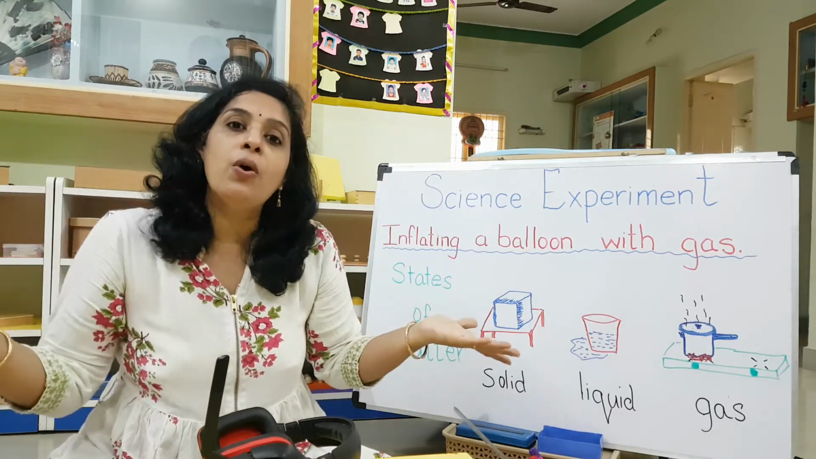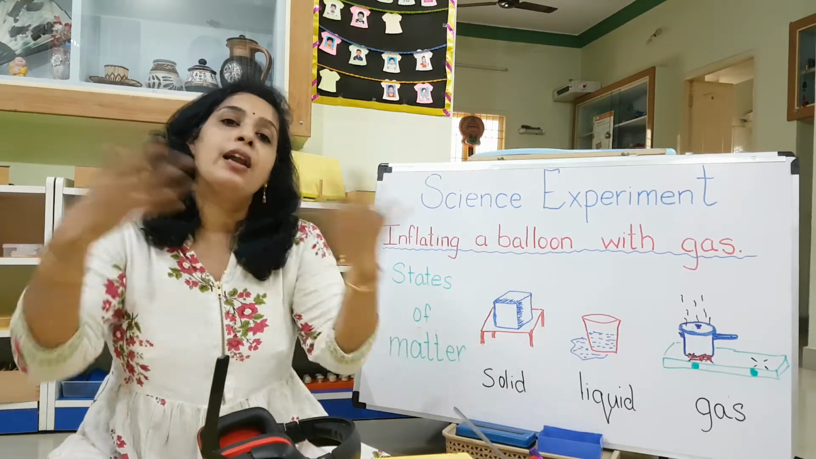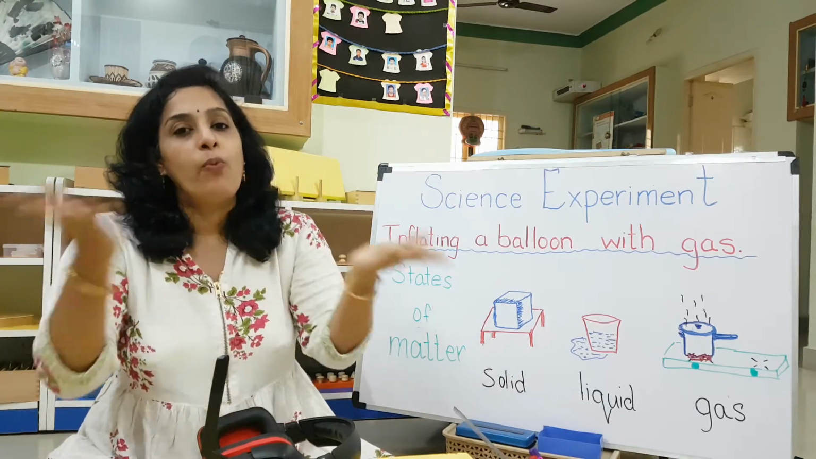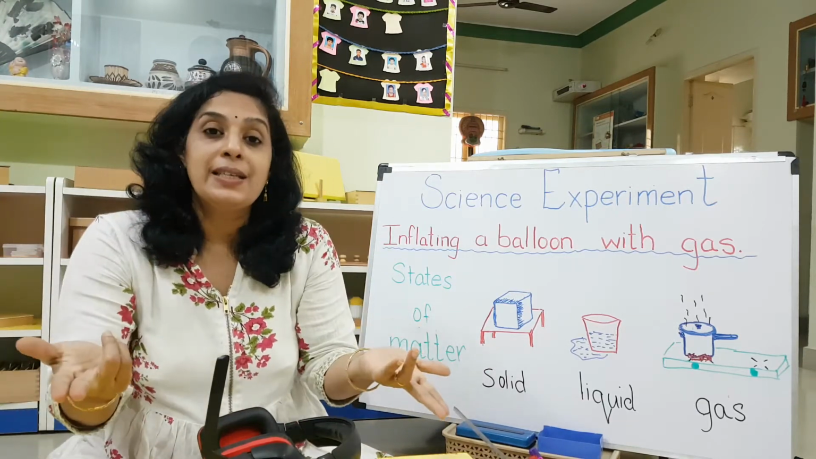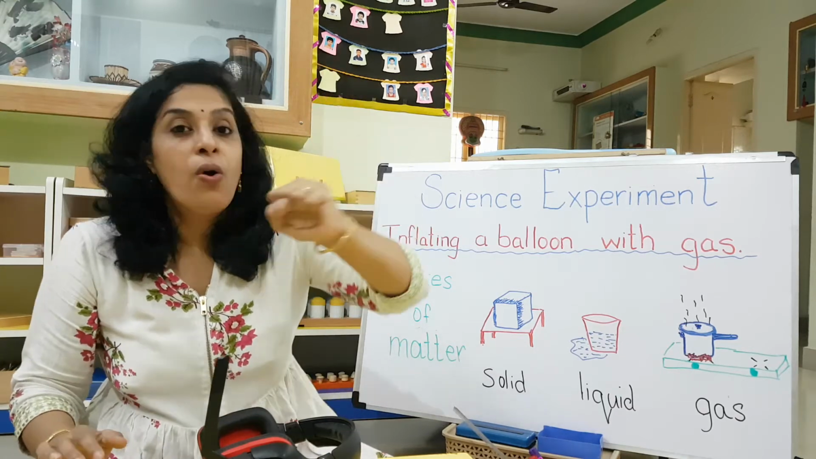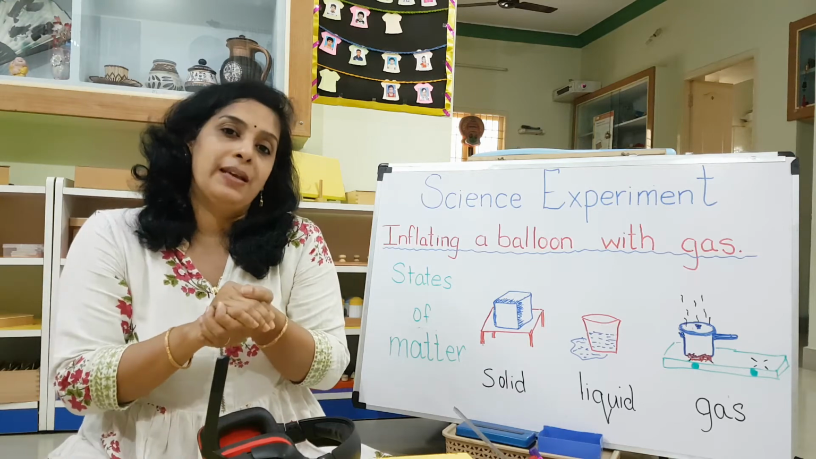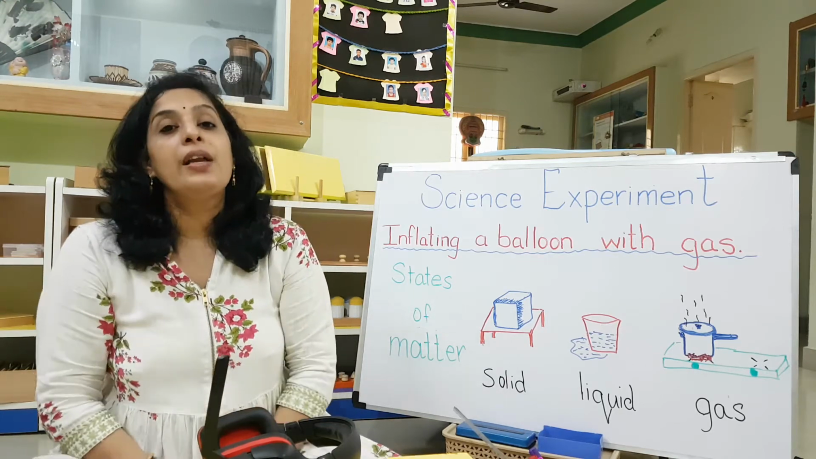Even if you catch it, it will go away. And where does it go? அது காத்துல கலந்து போய்டும். சரியா? It will just mix in the air and it will vanish. So you can't see it, you can't hold it or touch it, or neither can you keep it in a place. Okay, so that is called gas.